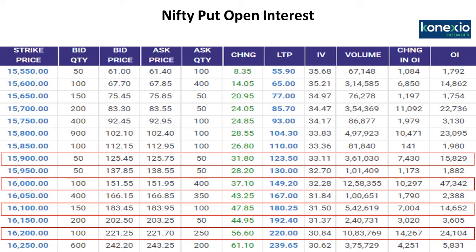16,200 put, the 16,100 put, the 16,000 put, and 15,900 puts. Here we see that there has been a rise in the open interest, there has been a rise in the option premiums. Implied volatility is also slightly higher. It is just between 30.85 to 33.11. So again, looking at this Nifty put option, we feel that it might slightly drift from these levels.